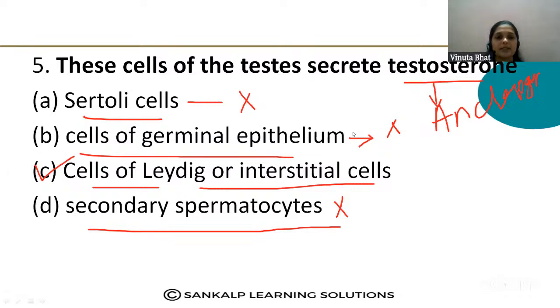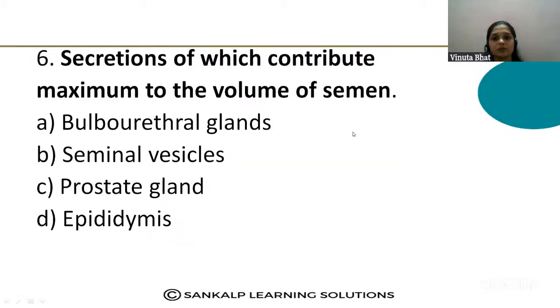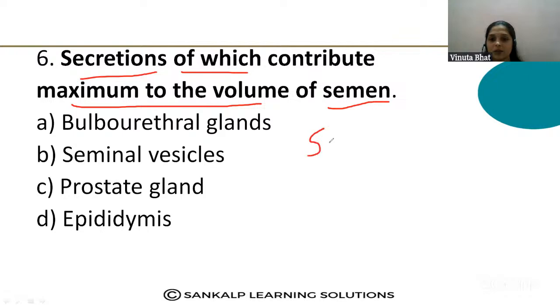Sixth question. Secretions of which contribute the maximum to the volume of the semen? Very important. What do you mean by semen? That is containing the sperm and fluid. Sperm plus fluid, that is called as a semen.